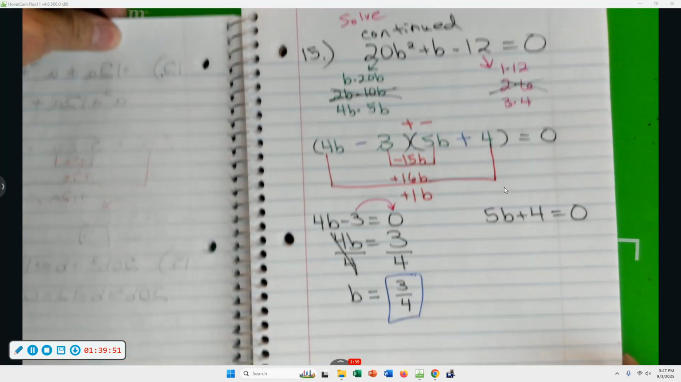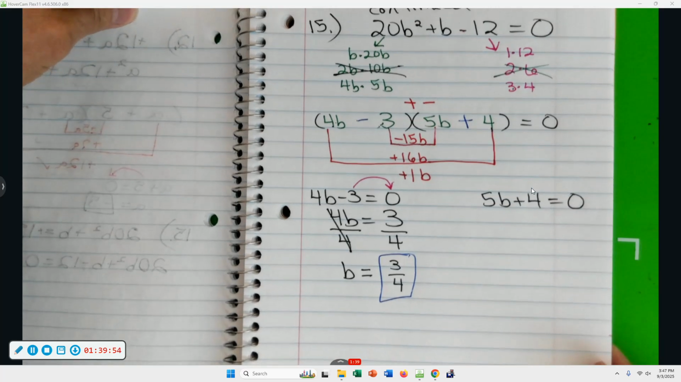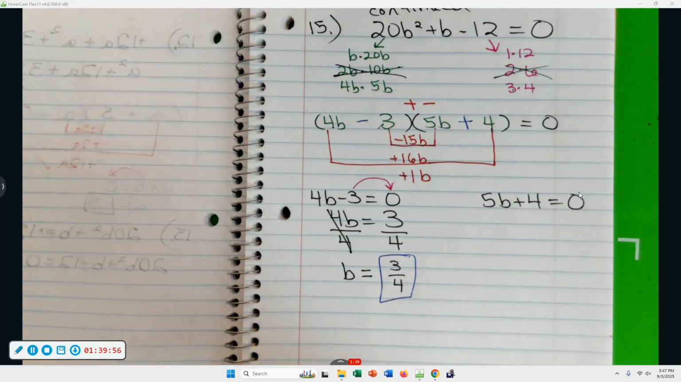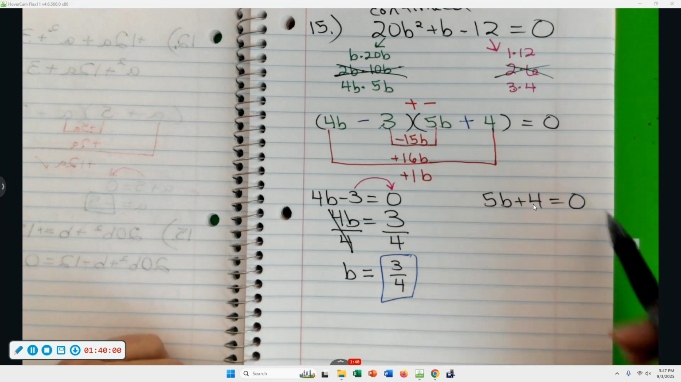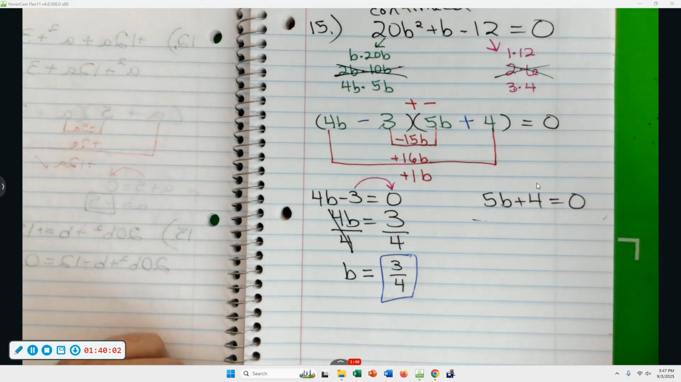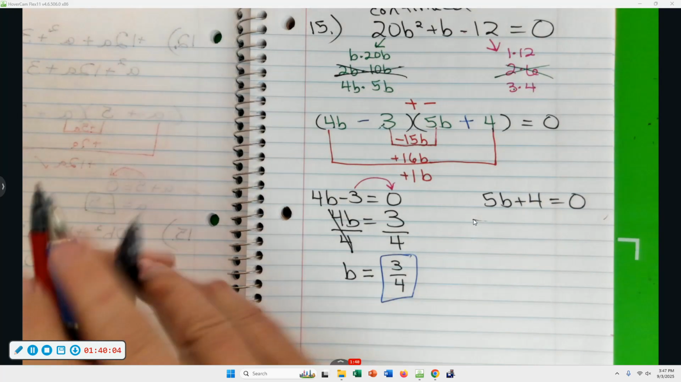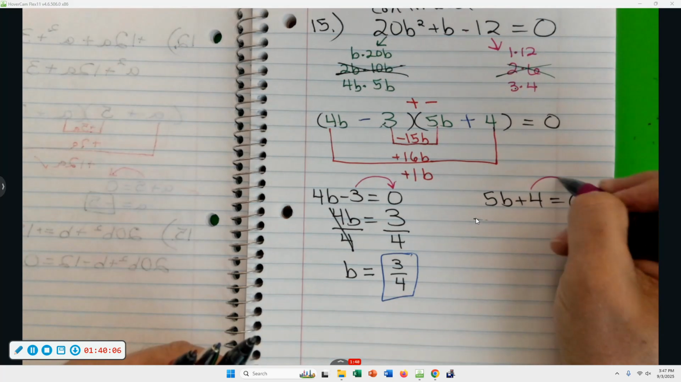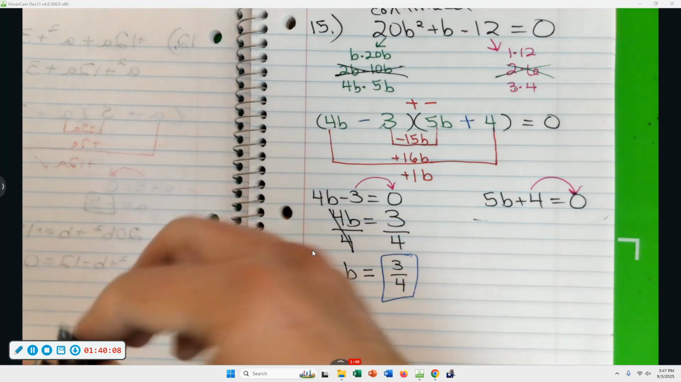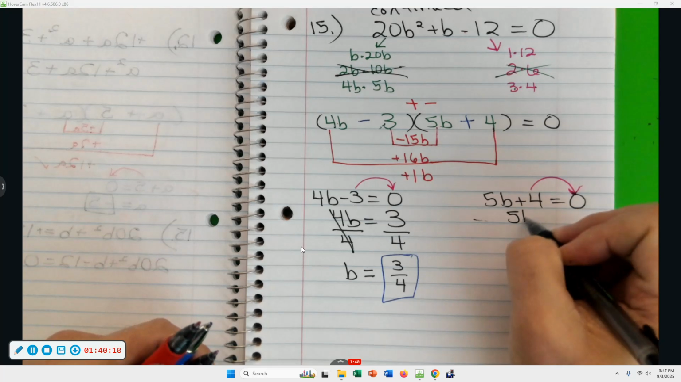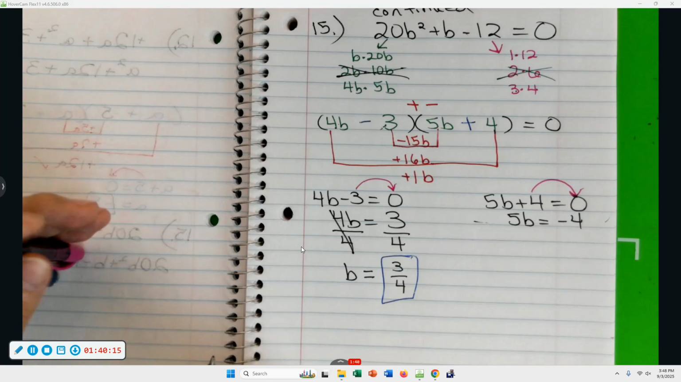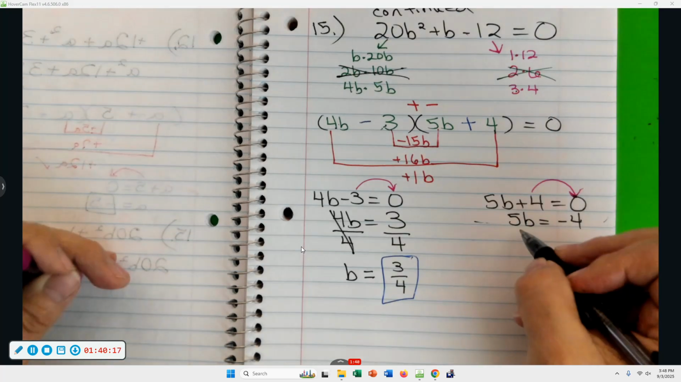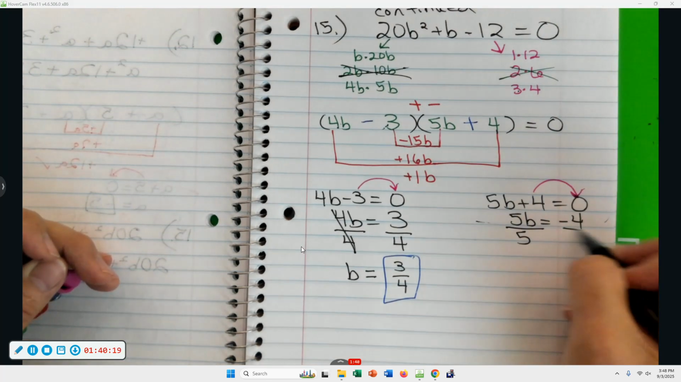Now the second solution. You're smart to move to the next page. Okay. What will I do first to solve this linear equation? Move the 4 over. So we have 5b equals negative 4. And then to get rid of the 5, divide both sides by 5.